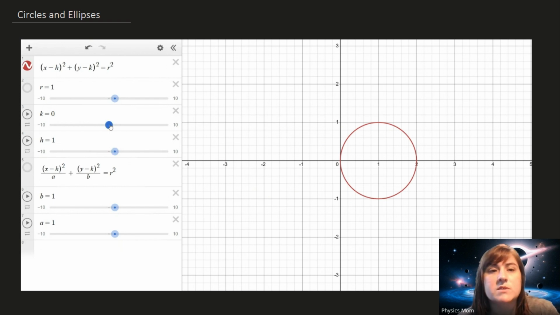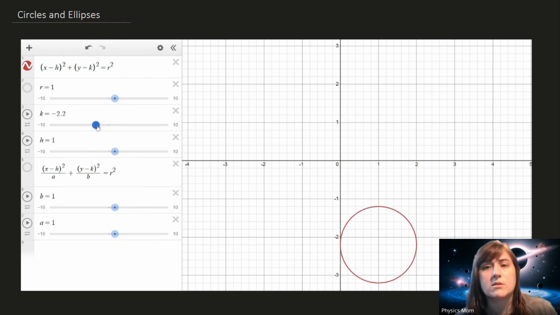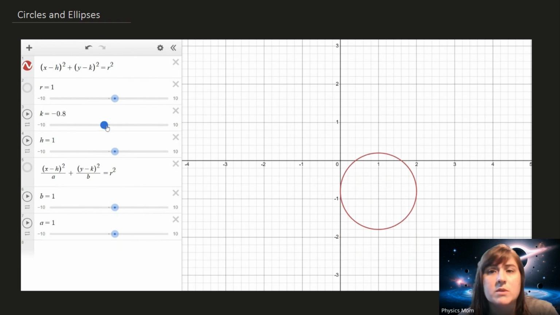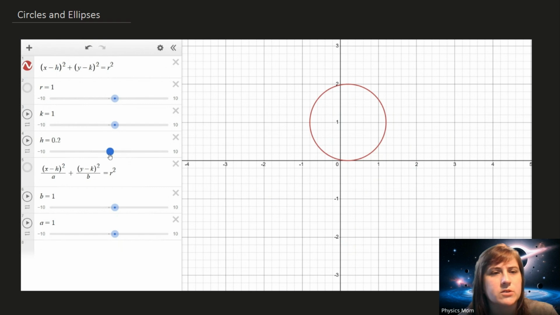The same thing happens with k, which you might have remembered is the vertical shift of a function. If I move it up, it's going to go up. If I move it down, it's going to go down. This is going to be the same case for circular equations as it is for literally any other equation. These behave the same. It's really nice that it's uniform like that. Let's move it back to the center so I can show you what r does.